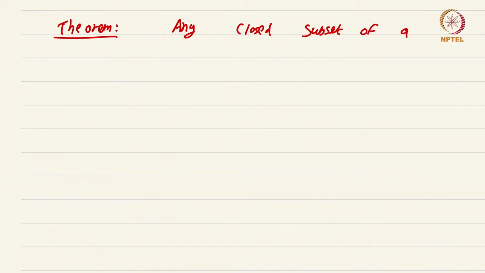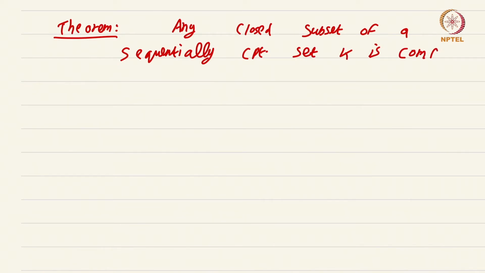Now, the next goal is to characterize the sequentially compact subsets of R^n. So we will first prove a very simple theorem which is going to be very useful in the future. Theorem: any closed subset of a sequentially compact set K is sequentially compact.